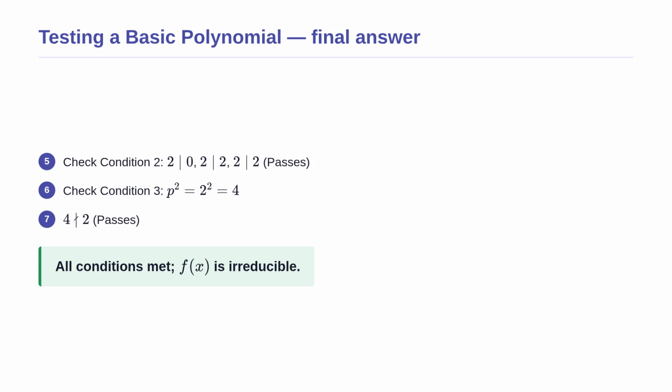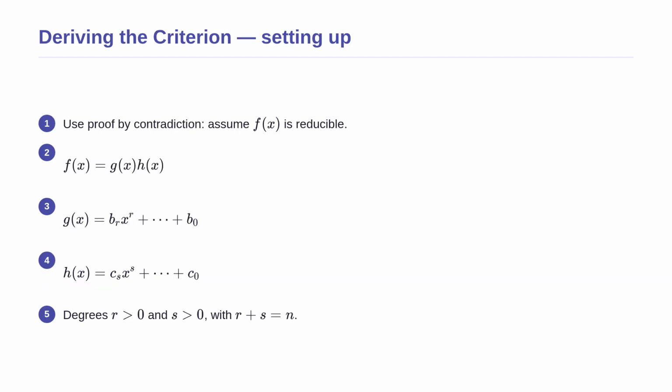Because all three conditions hold true for the prime 2, Eisenstein's criterion guarantees that this polynomial is irreducible. It cannot be factored any further. So we have successfully used the criterion. But why does this magical checklist actually work? Let us prove it using a method called proof by contradiction.